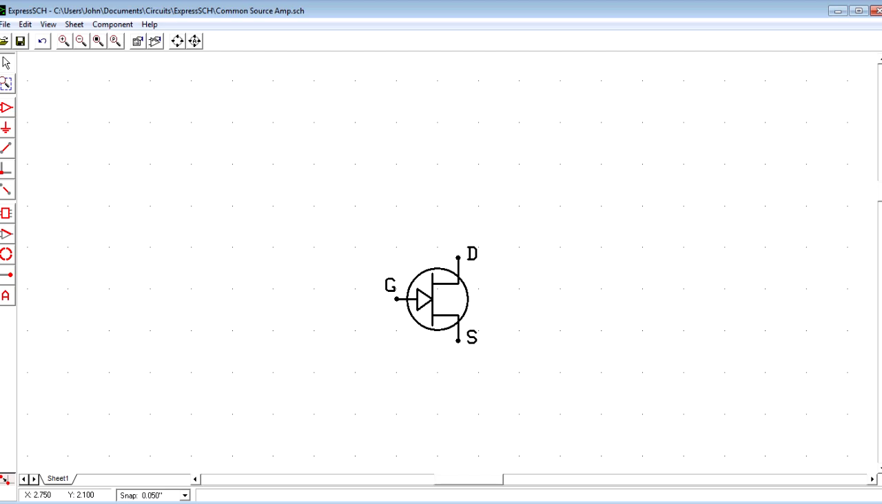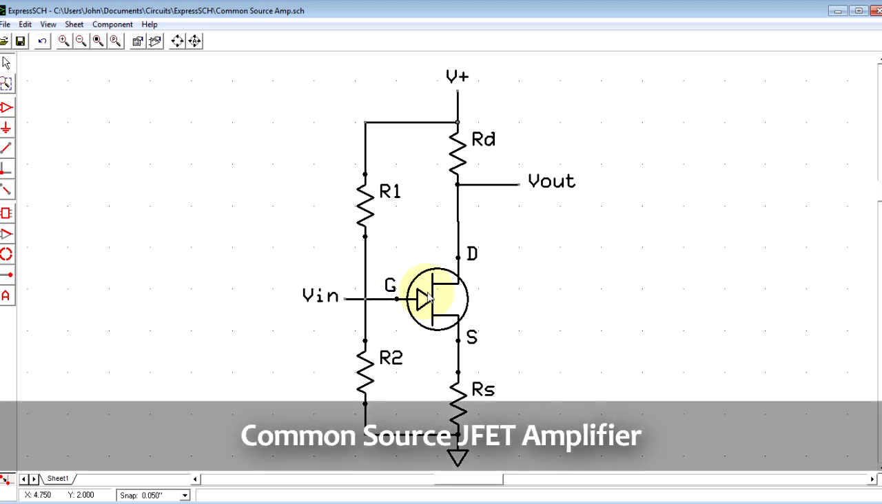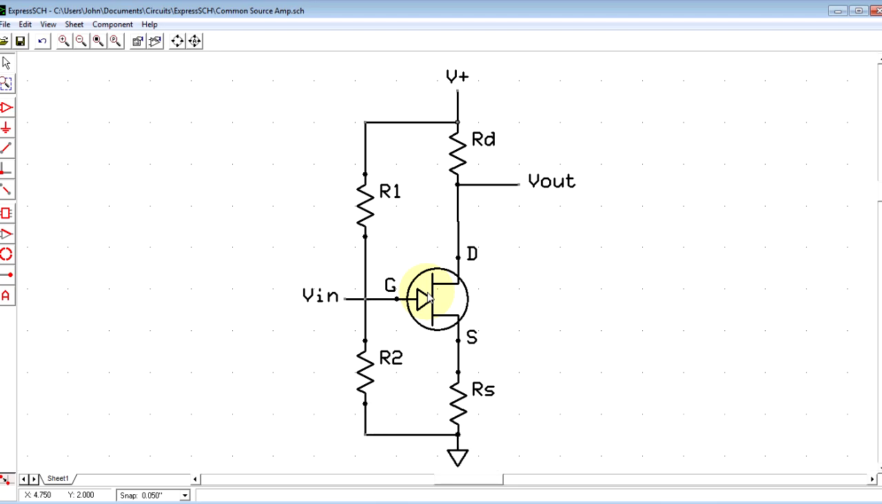This is the circuit symbol for a JFET. You've got your gate, source, and drain, and the arrow pointing into the symbol indicates an N-channel JFET, whereas an arrow pointing out would indicate a P-channel JFET. Now this is a common source JFET amplifier circuit. You'll find something like this in most JFET preamplifiers.